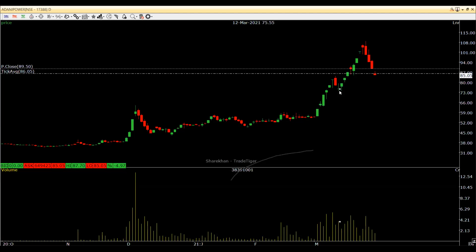Adani Wilmar. Adani Wilmar is a very old company. Oil, edible oil. And just see, the oil prices have become double. You buy Vijay Solvex right now, I'm telling you. Buy Vijay Solvex, buy any of those, whoever is listed in this space.